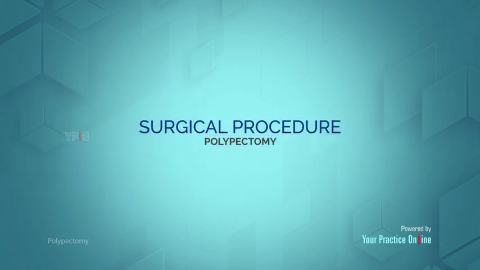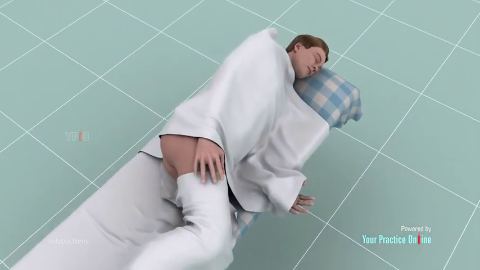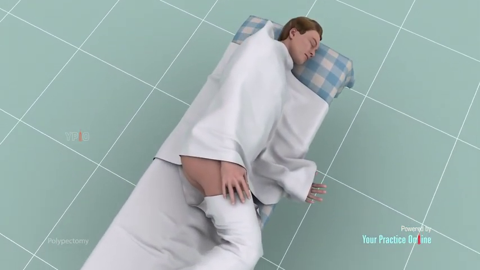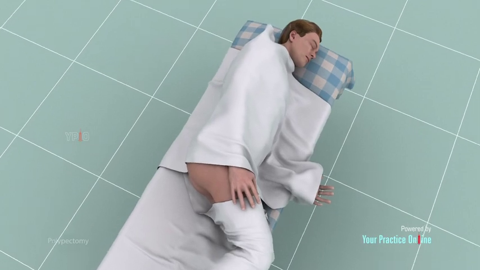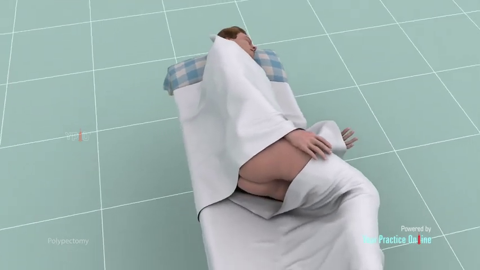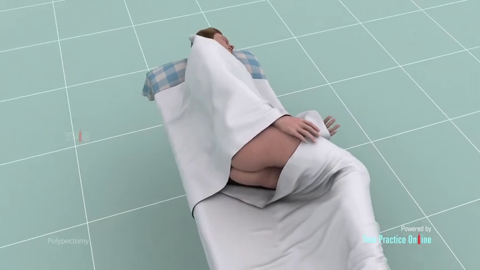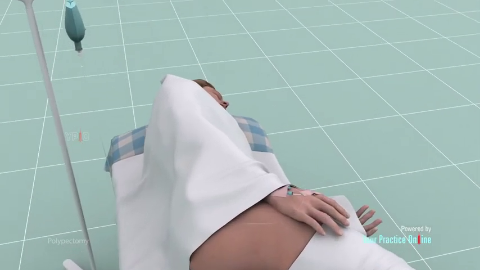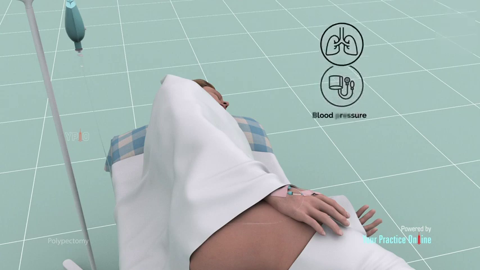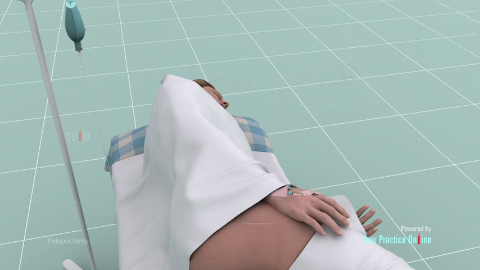Surgical procedure. A polypectomy procedure is usually carried out at the same time as a colonoscopy and will involve the following steps. You will be placed on the operating table in a way that gives your physician the best access position to place the colonoscope. An IV line is started in your arm to administer anesthesia to make you sleep. Your vital signs such as heartbeat, blood pressure, and respiratory function will be monitored.